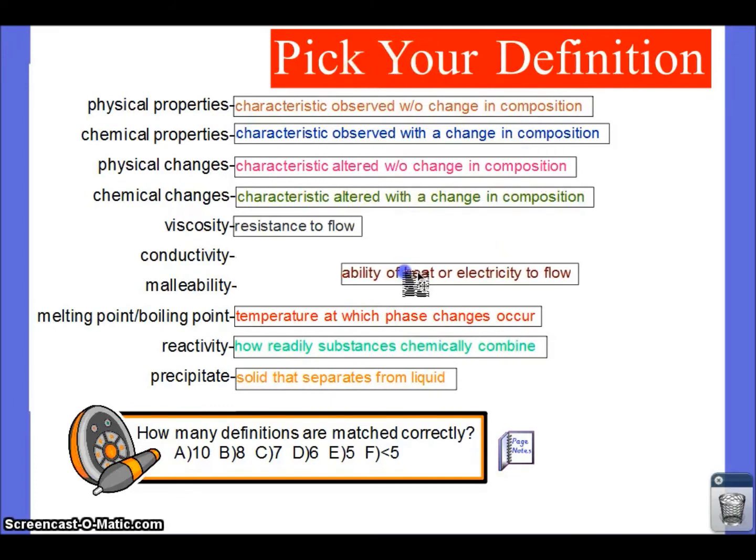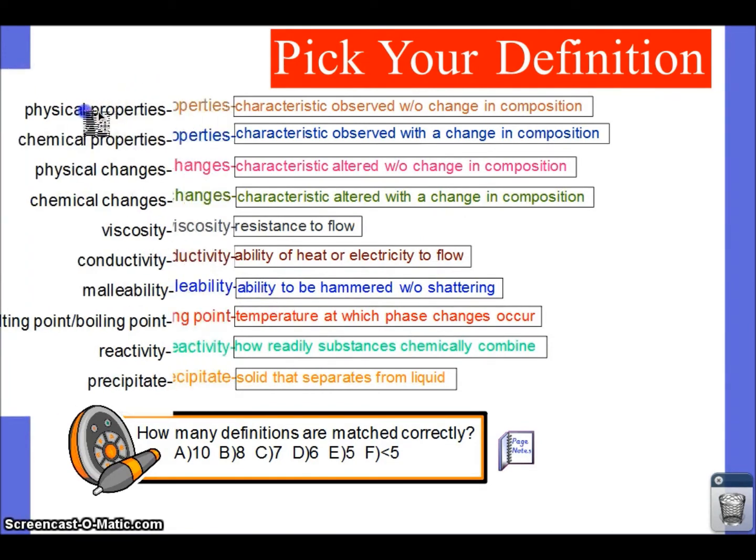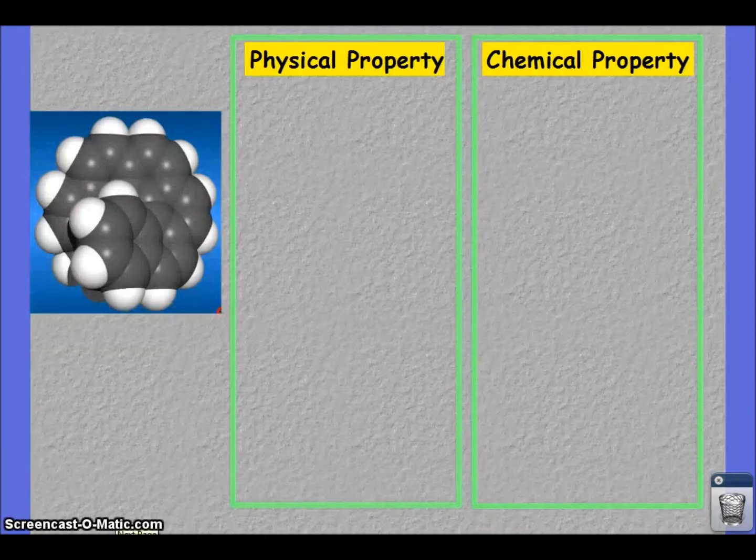There's one here. Ability of heat or electricity to flow. This is conductivity. So metals are good conductors of heat and electricity. There is one more here. Let's see if I can find it. Right here. Ability to be hammered without shattering. This is malleability. Let's see how close we are to the right answers. They are all right. You can give yourself a pat on the back. Okay, good job.